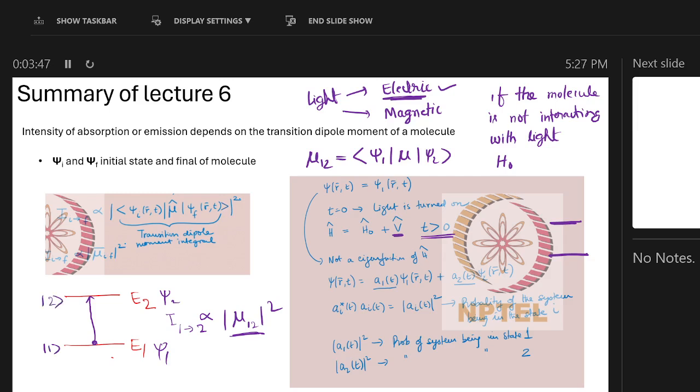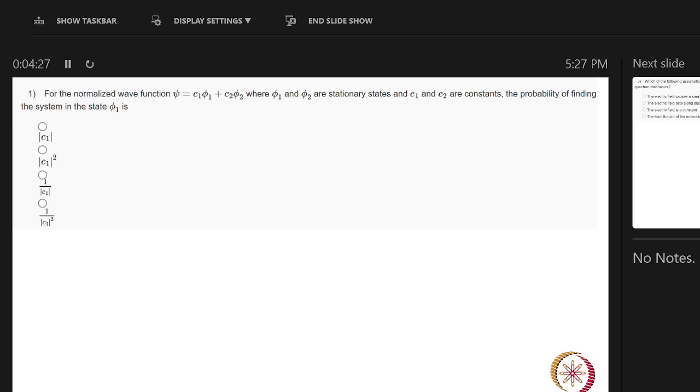So one can ask, what is the probability of finding the system in state 1, or in state 2? Those things we can determine from this coefficient. The square of the coefficient will represent the probability of the system being in state i. This i can be 1, 2, 3, anything. So these are the things we studied in lecture 6. Let's see the problem based on this.